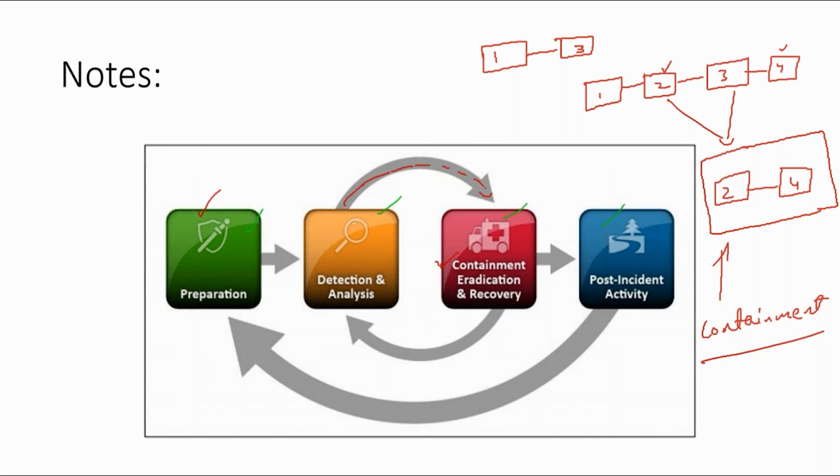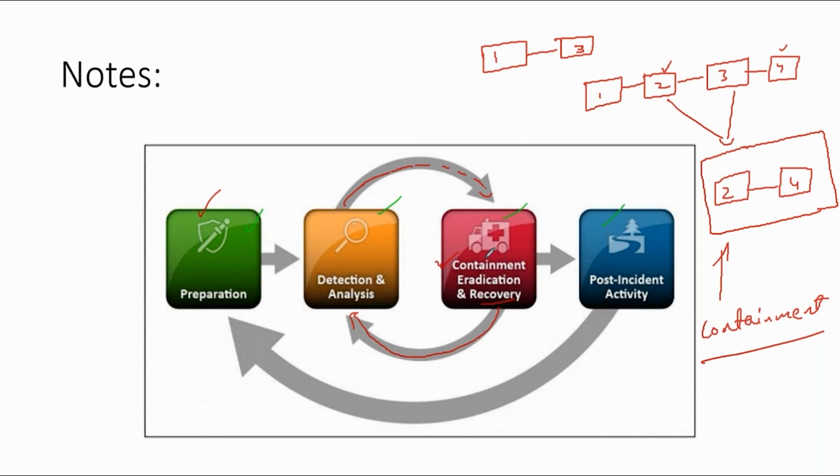After containment, it goes for eradication. Eradication means removing that malware from the network or from that particular system, permanently giving the solution, mitigating those things. That is eradication: detecting and removing the malware. Once you have removed it, you go for the recovery. You use the backups, fetch your data from the backups and put it back into the systems, like 2 and 4. And then you can see there's another arrow pointing again towards detection and analysis. Now if everything seems to be all good, you go for the post incident activity.